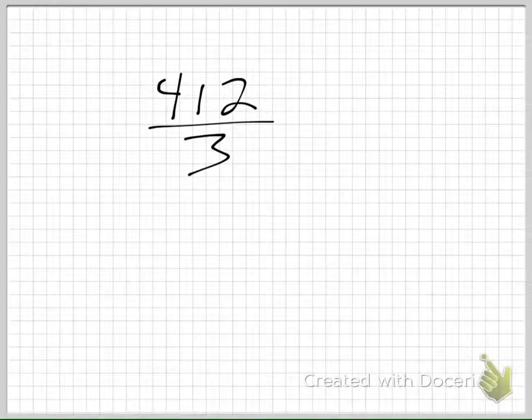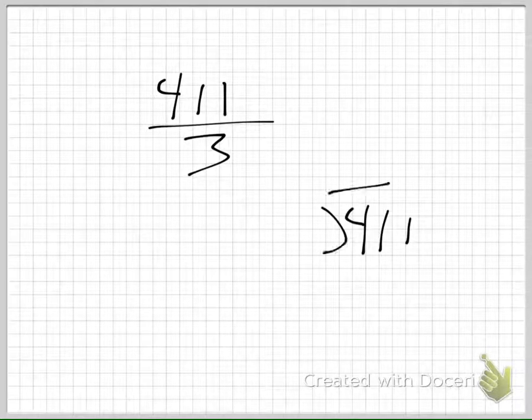Is 412 divisible by 3? No. 4 plus 1 plus 2 is 7, so it's not. Okay, it's not. Also, what if it was 411? See, 411 doesn't look like it's divisible by 3. But you go, is 411 divisible by 3? Yes, it is. And so all of a sudden, that means I need to divide 411 by 3 and turn it into a whole number. Does that make sense? It's just kind of a quick way of knowing.